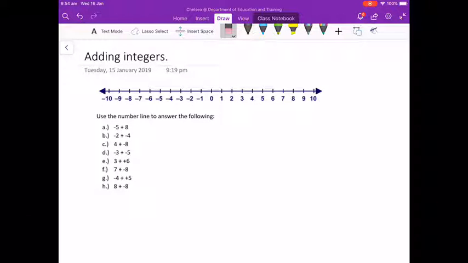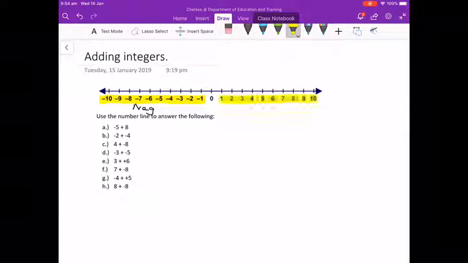Today we're going to look at adding integers. What is an integer? An integer is a positive, a negative number, or zero. So we have a number line and it ranges from -10 to +10, where our left-hand side are negative numbers and the further a number is from zero, the smaller it is.